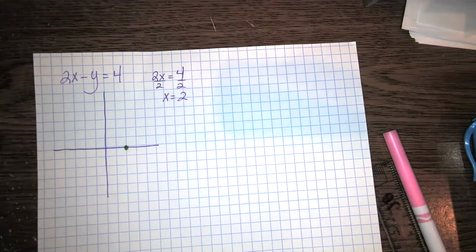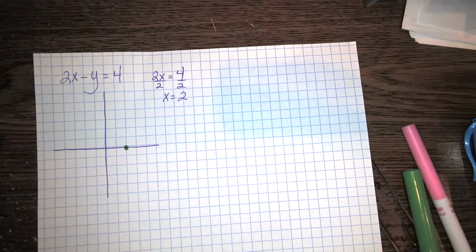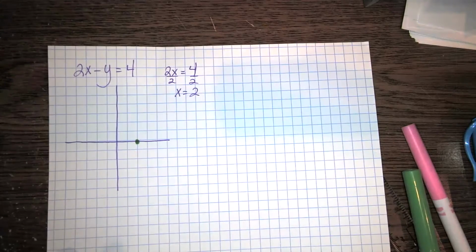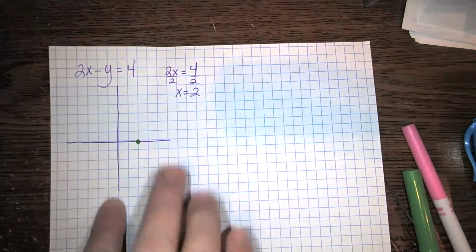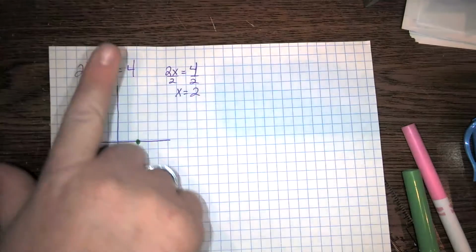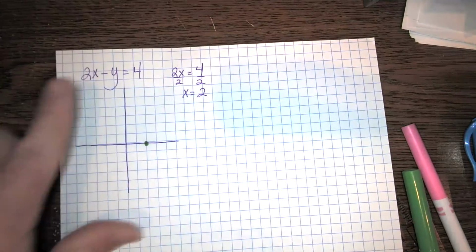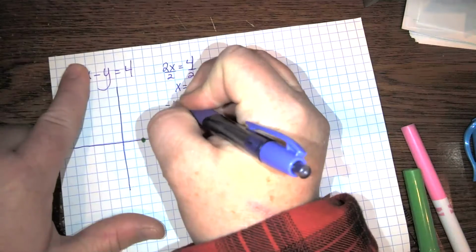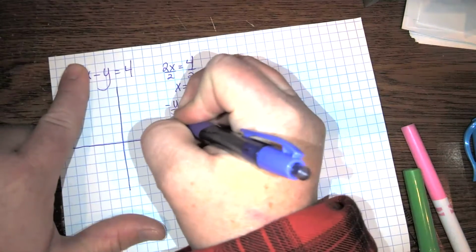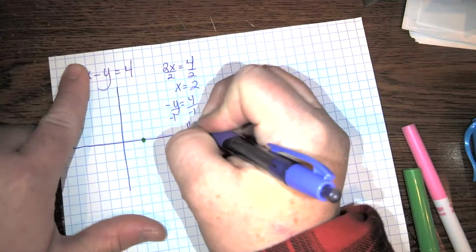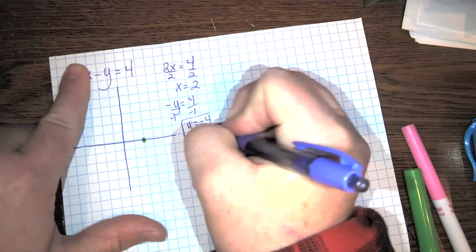There you go. Okay. Now, I want to find my y. Well, when it's on the y-axis, the x is 0. So be careful. Don't cover up that negative. So I'm left with negative y is equal to 4. Divide by a negative 1. So y is a negative 4.